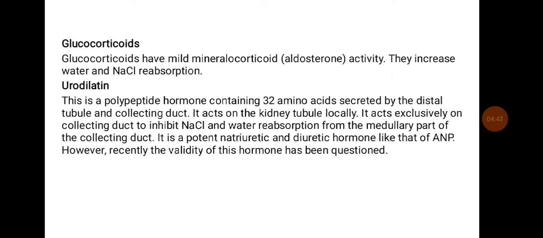Urodilatin is a polypeptide hormone containing 32 amino acids secreted by the DCT and collecting duct. It acts on the kidney tubule locally. It acts exclusively on the collecting duct to inhibit sodium chloride and water reabsorption from the medullary part of the collecting duct. It is a potent natriuretic and diuretic hormone like atrial natriuretic peptide. However, recently the validity of the hormone has been questioned.